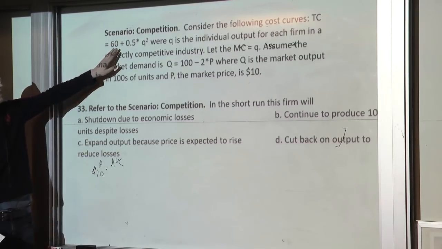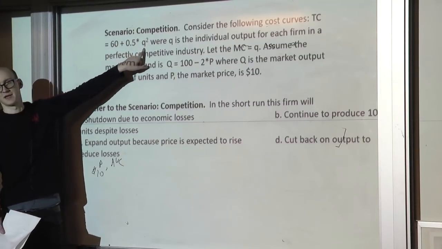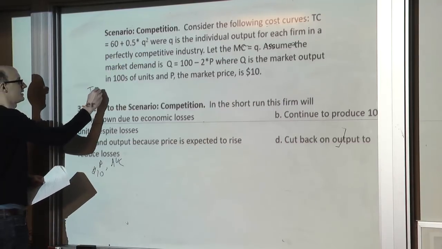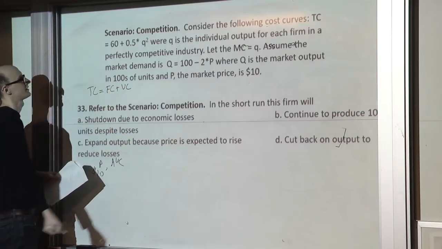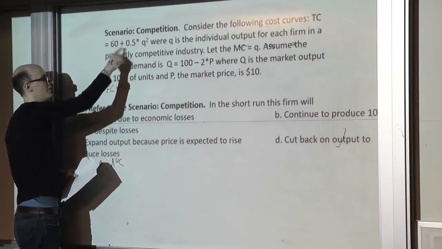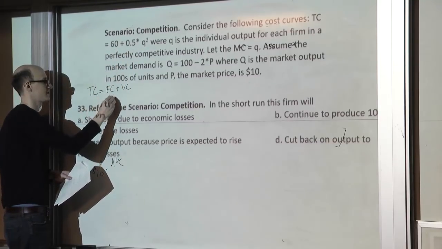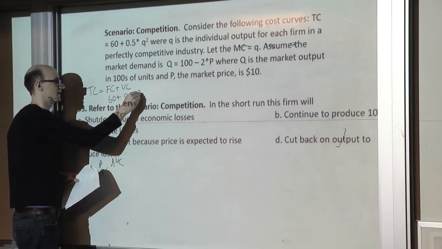So the fixed cost is going to be 60 because it doesn't change as Q changes. Since we know that total cost equals fixed cost plus variable cost, we can get variable cost from this part of the equation. See, 60 doesn't change as Q changes, so this is 60 plus 0.5 times Q squared.